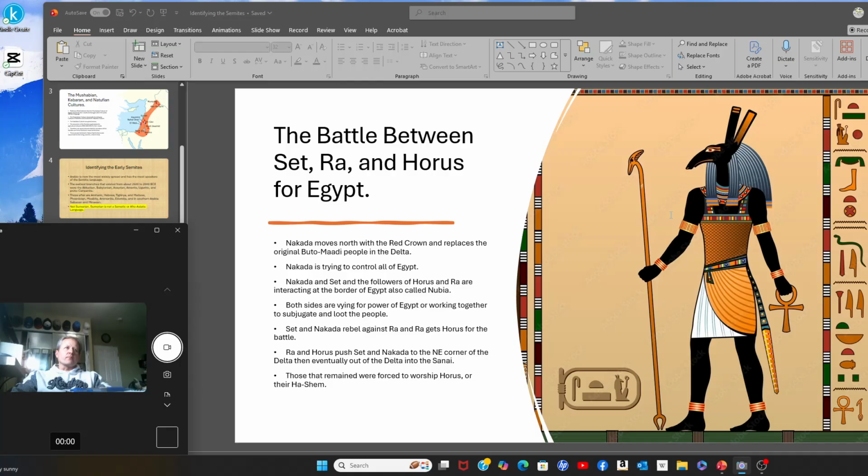Set and Nakata rebel against Ra, and Ra gets Horus for the battle. Ra and Horus push Set and Nakata to the northeast corner of the delta and then eventually out of the delta into the Sinai. Those that remained were forced to worship Horus or their Hashem.